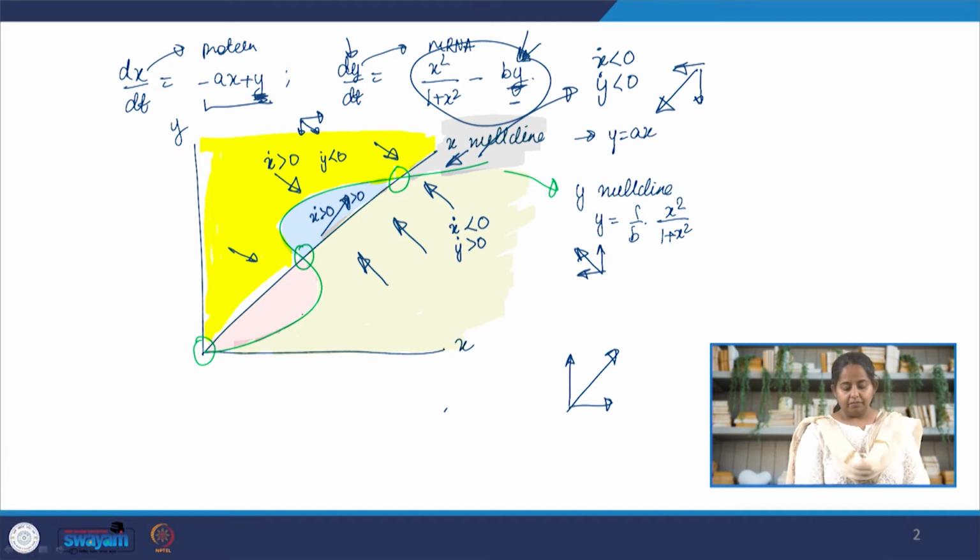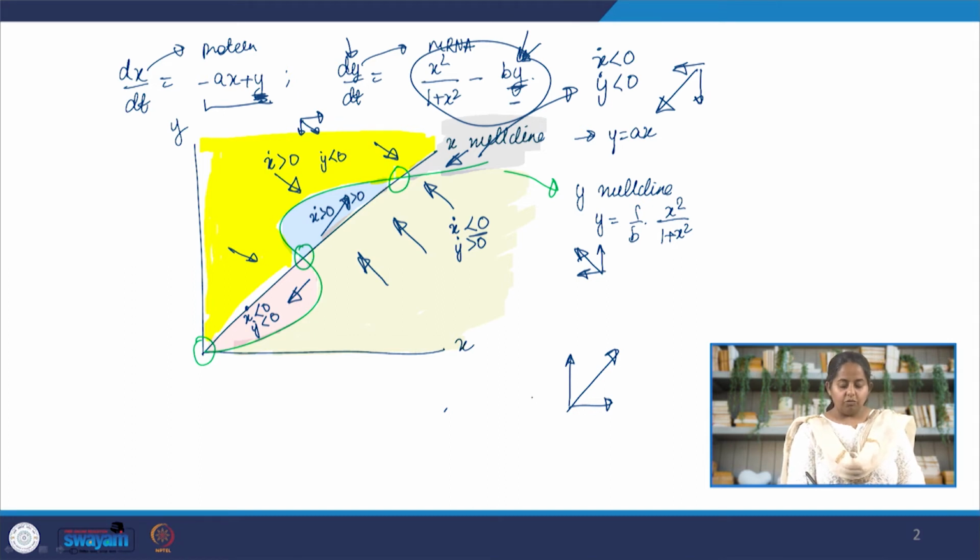In this region, we are below the x null cline, and we are above the y null cline. Since we are below the x null cline, we already know how dx/dt is going to be from here. We know that the derivative of x will be less than 0. Since we are above the y null cline, we know that the derivative of y will also be less than 0. So basically the flow is towards here.